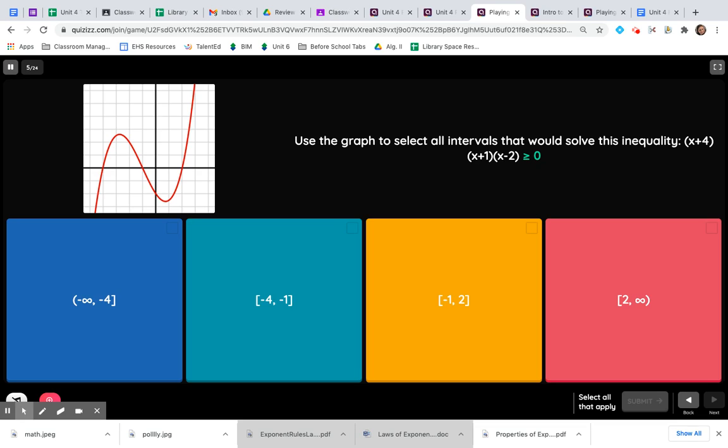It doesn't really matter. This part is saying greater than, so you want the parts above. That's this section, which looks like it goes from -4 to 1. So that's that one. And the last one, which looks like it starts at 2 and goes to infinity. So that's that one. You're probably going to have to pick 2 or maybe 3 on most of them.